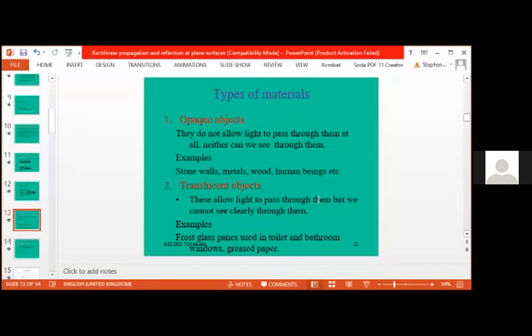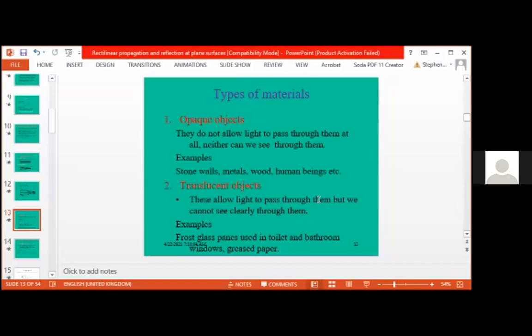The reason why you do not see inside the car is that the inside of the car doesn't have so much light, and the tint is allowing very little light in. So the tint may not necessarily be translucent. It can have some element of transparency, but allows very little light to pass through.